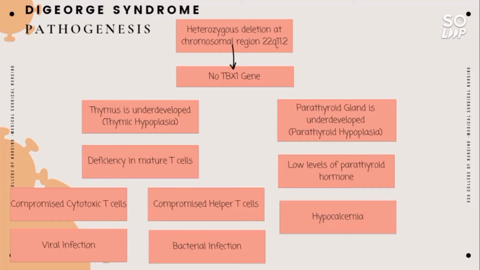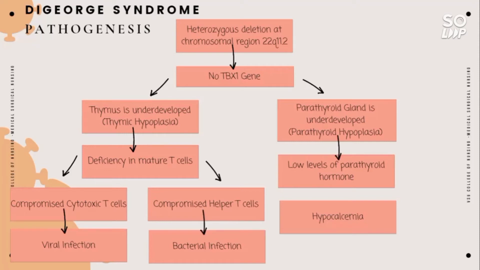So if this happens, both the thymus and parathyroid gland will be underdeveloped, which is also called hypoplasia. T lymphocytes or T cells are important in the adaptive immune response, produced in the bone marrow and mature in the thymus. So when there is thymus hypoplasia, the T cells don't mature, so there will be a deficiency in mature T cells. So this will result in having a compromised cytotoxic T cell and compromised helper T cell.